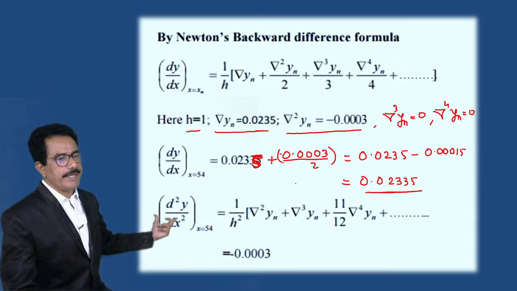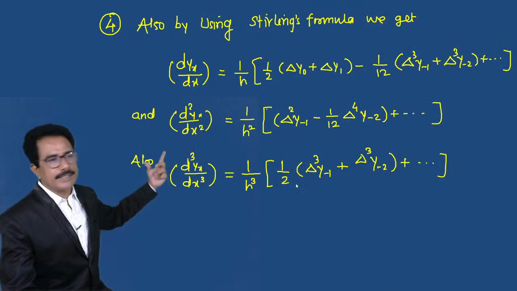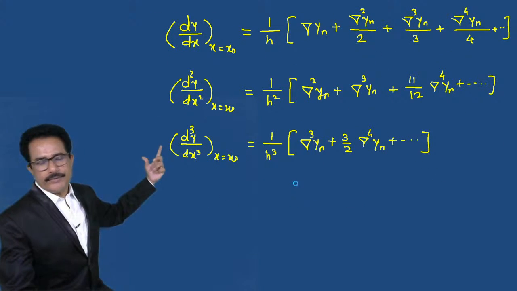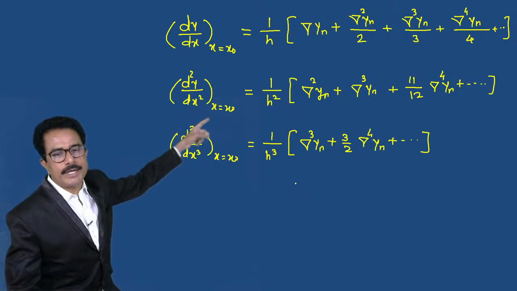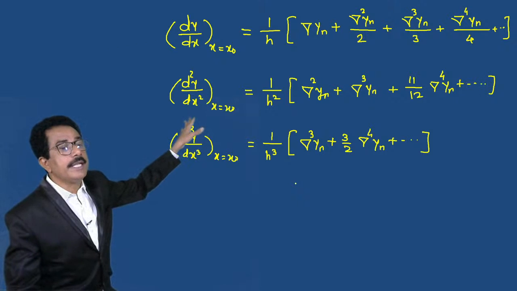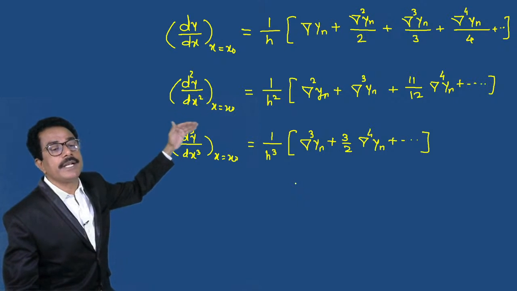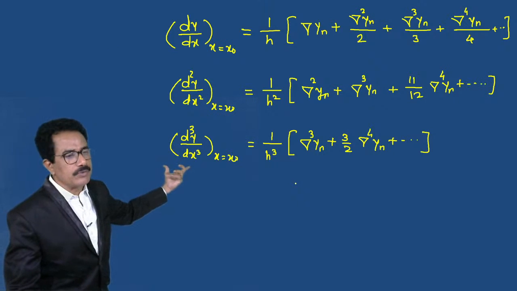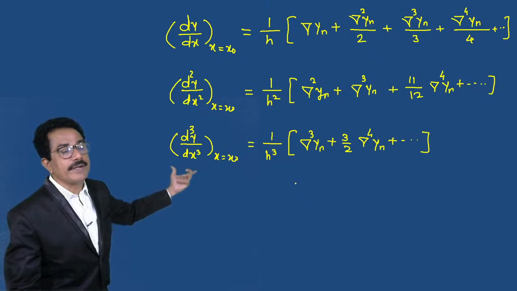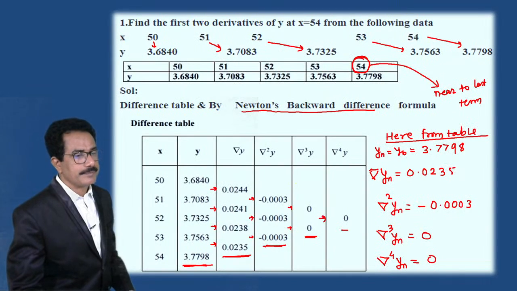d2y by dx square. So use the second formula, very good Vaishnavi. The second formula: d2y by dx square is equal to 1 upon h square into del 2 yn plus del cube yn plus 11 by 12 del 4 yn plus dot dot dot. In this way you can find the third as well. But observe the third difference here, the third difference comes 0.